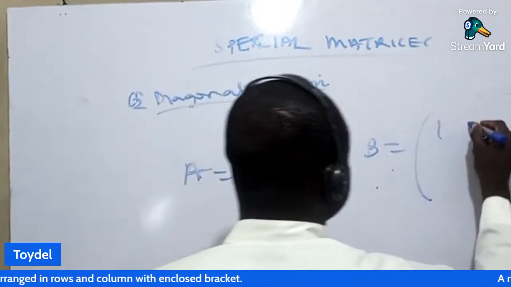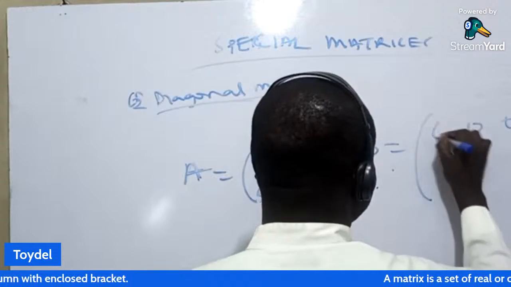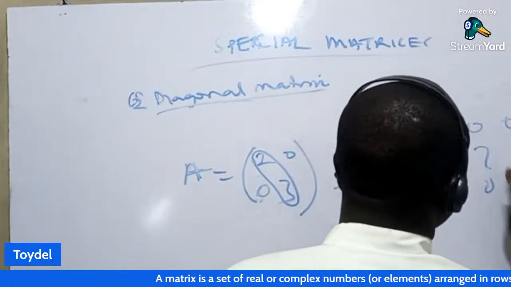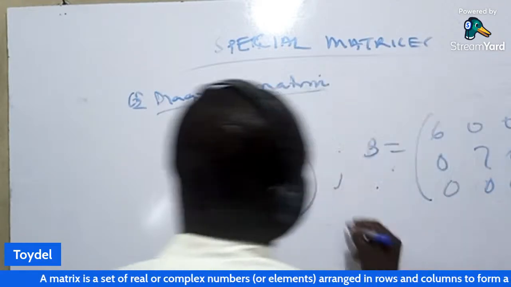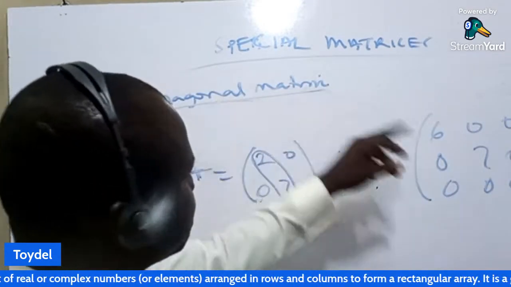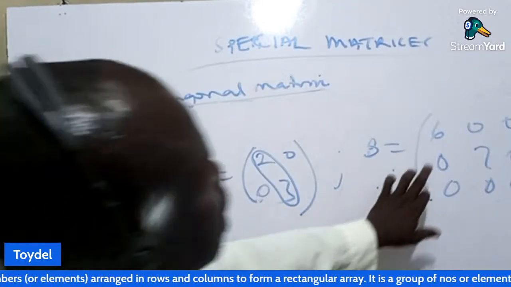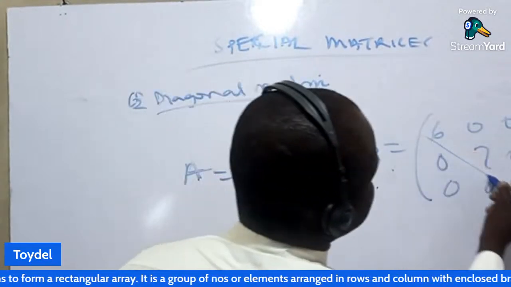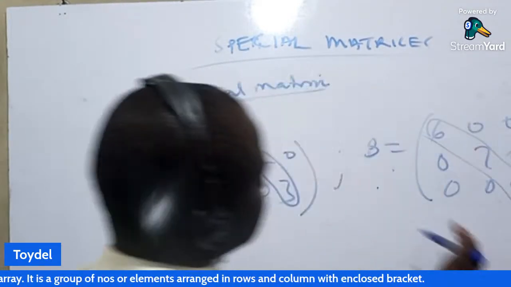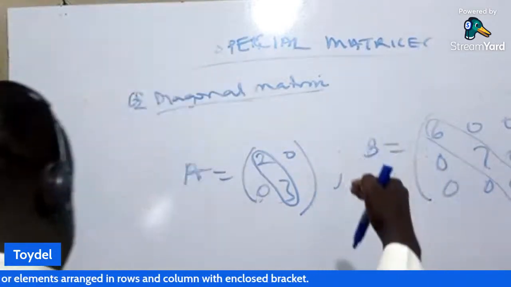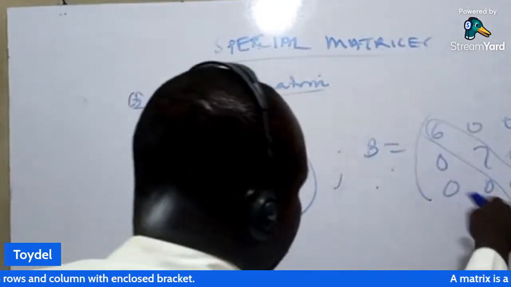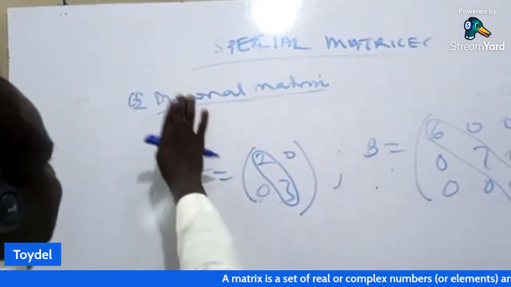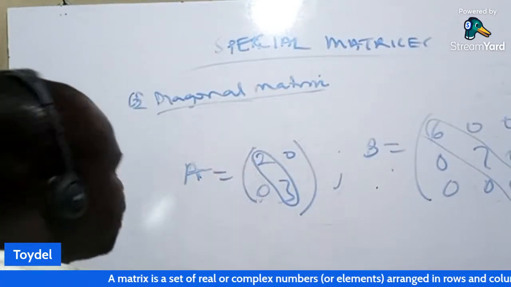For instance, I can have 6, 0, 0. Then I can have 0, 7, 0. Then 0, 0, 8. Like this, matrix B is also a diagonal matrix. Why is it a diagonal matrix? Every other element here is zero except that of the leading diagonal. This is the leading diagonal. From left to right is the leading diagonal. So every other element will be 0 except that of the leading diagonal. So matrix A and B on the board are typical examples of a diagonal matrix.